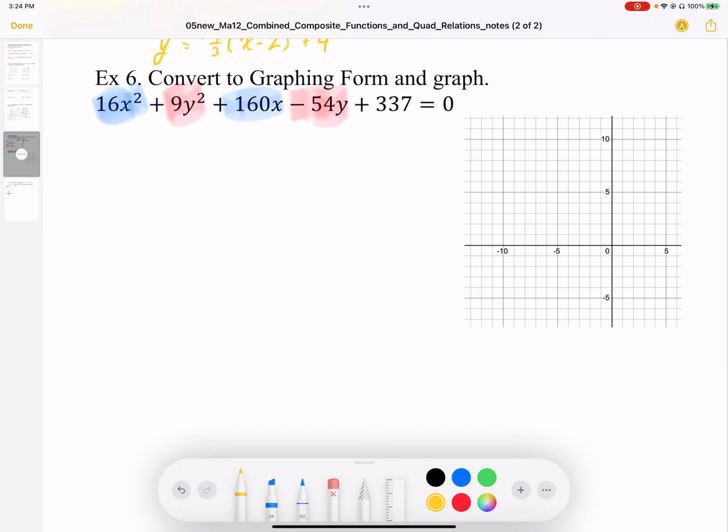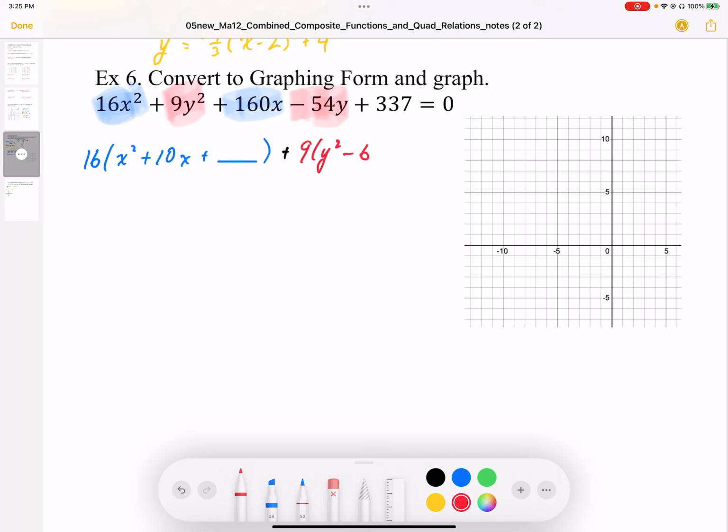For example 6, what we want to do is we need to complete the square and put it into graphing form before we can graph. So the first part of completing the square is we're going to group the variables and we're going to factor out common factors. So I'm going to group my x's and factor out the 16. And this then allows me to complete the square much easier. So then I'm going to do the same thing with my y's. I'm going to factor 9 out of the y squared.